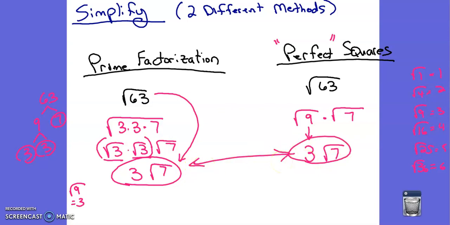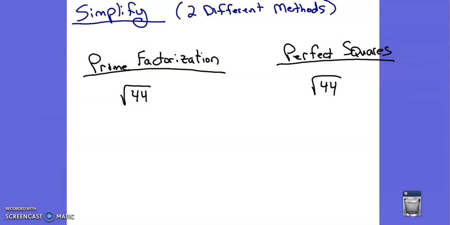I wanted to show you two different methods. I like the perfect squares method because it's quicker if you know your perfect squares. But sometimes you can't think of those perfect squares, especially on bigger numbers, so the prime factorization method is a good method to know as well. I would encourage you to know both methods. The perfect square method, I believe, is a lot faster, but prime factorization comes in handy when you can't think of the perfect square. So let's look at another one.